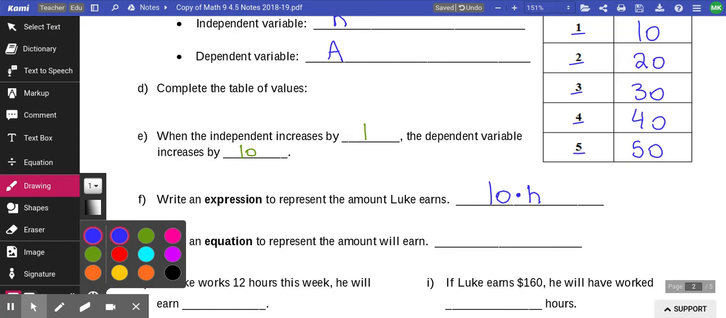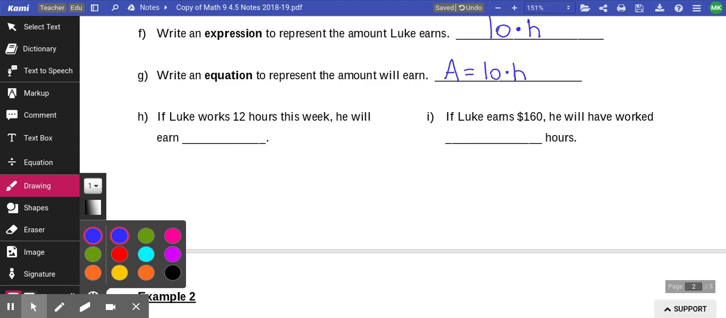That's the expression. To make it an equation, we have to have an equal sign. Our equation would be A equals 10 times H. With this equation, now we can figure out how much he makes.